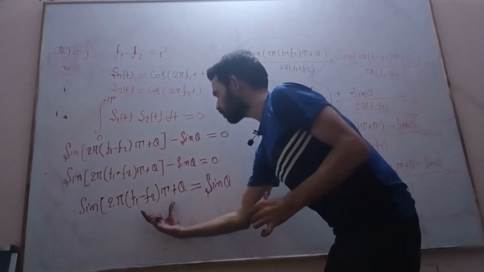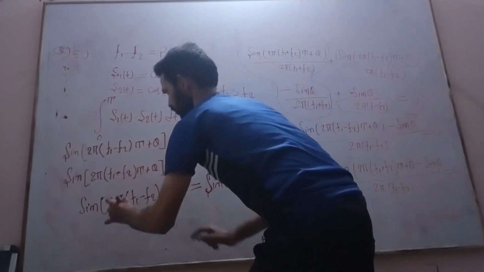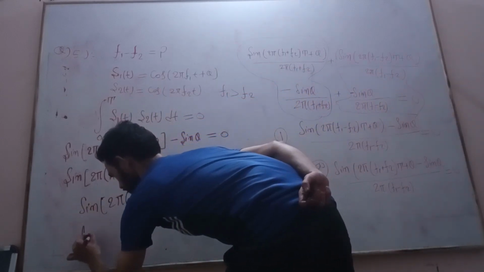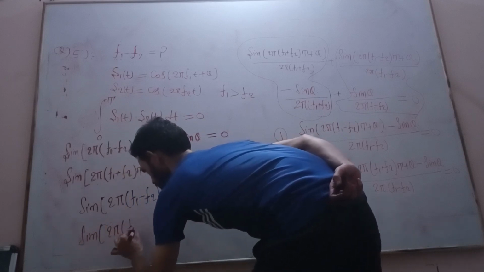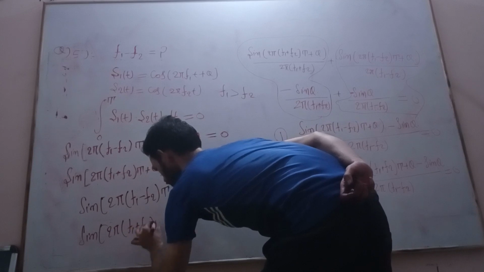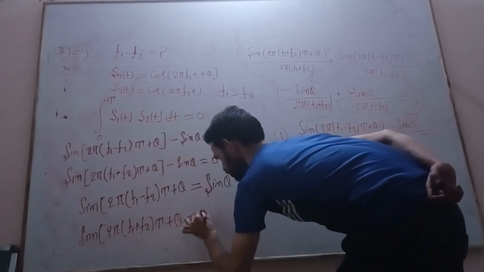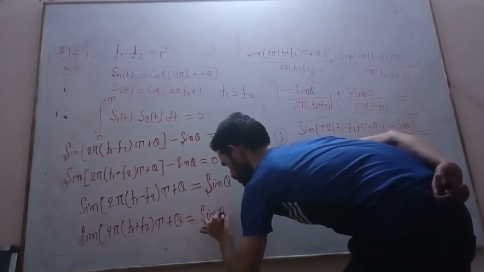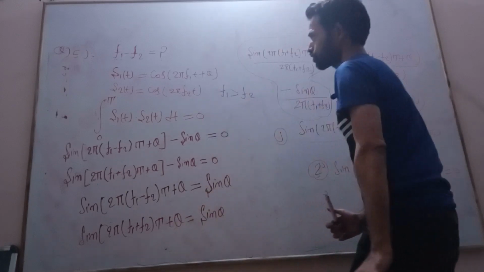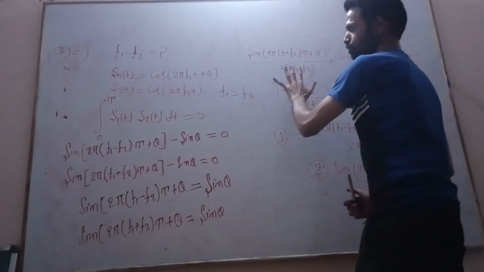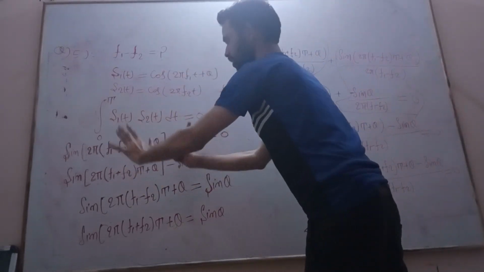Yes, when this is equal to this, then this whole will become equal to 0. And also sine(2π(f1 + f2)t + θ) is equal to sine θ. So both should be equal to sine θ. Then only it is possible that this product is equal to 0 and this area is equal to 0, and both signals are orthogonal.